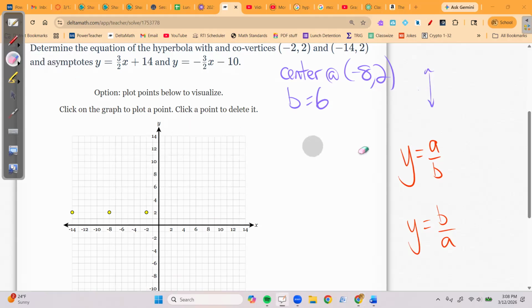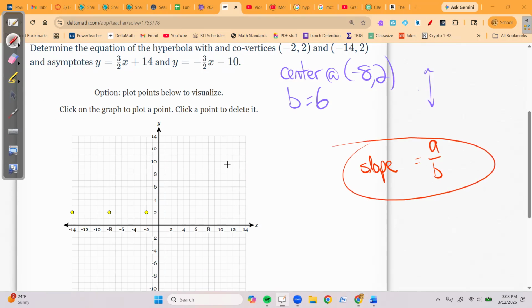So having said that, let's talk about this. We know now, since it's a vertical hyperbola, that the slope is equal to a over b. Stop me if you're not with me, because it's important. Now we're going to plug in. How many variables are in that? Slope equals a over b. How many variables do you see in this equation? I see three. Slope is a variable, a is a variable, b is a variable. Well, when you look up here at these asymptotes, what are their slopes?